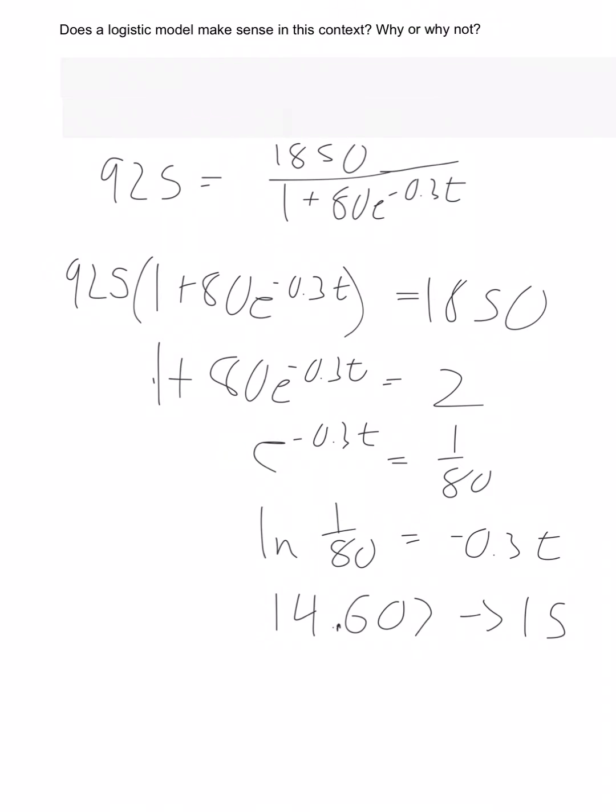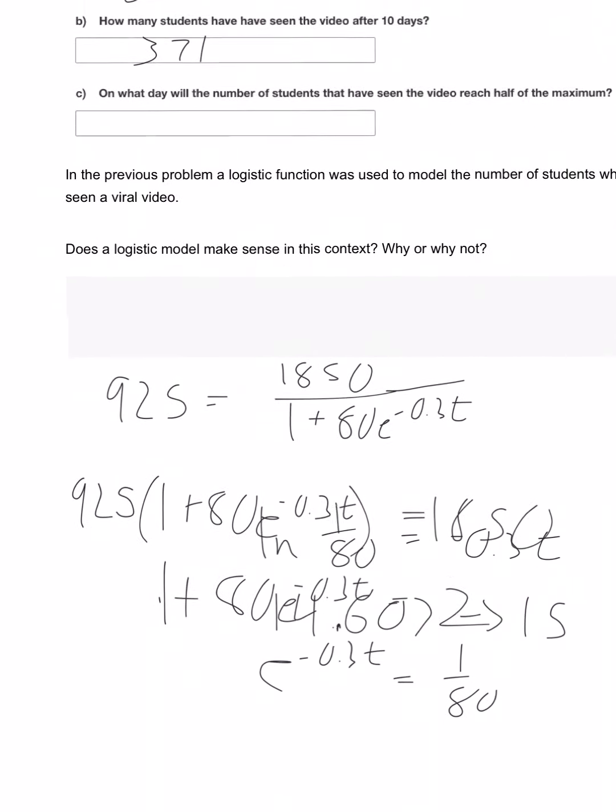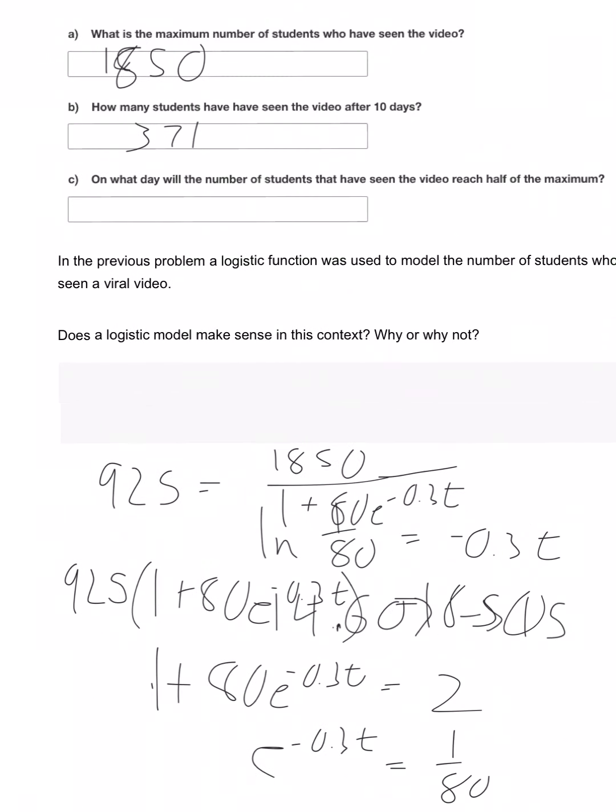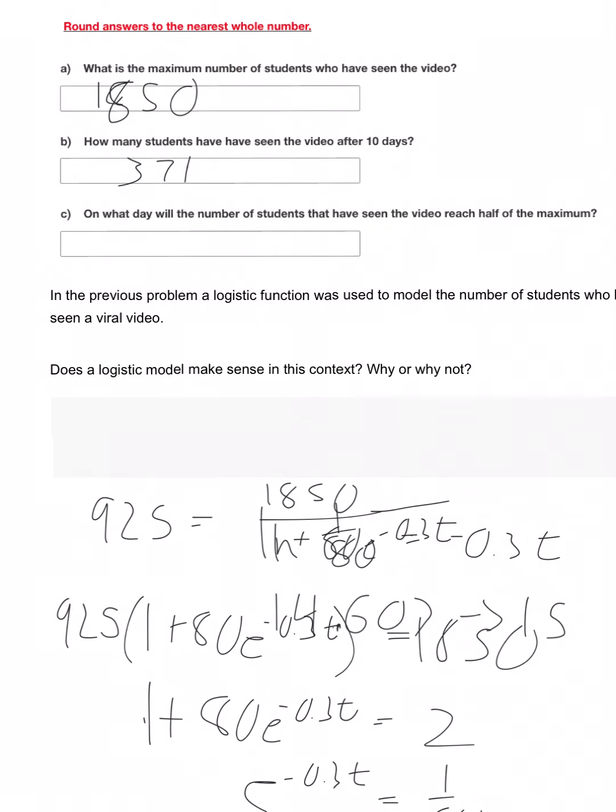Okay. Last question here is, does a logistic model make sense in this context? And again, this context is the number of students who have seen a particular viral video. Now, as we said to start, one of the aspects of a logistic growth function is that it has that carrying capacity, that plateau, which of course makes sense. There are only so many students that attend the high school. So we would assume that 1850 is the number of students in the school. And so we're going to grow, but we can never grow past that.